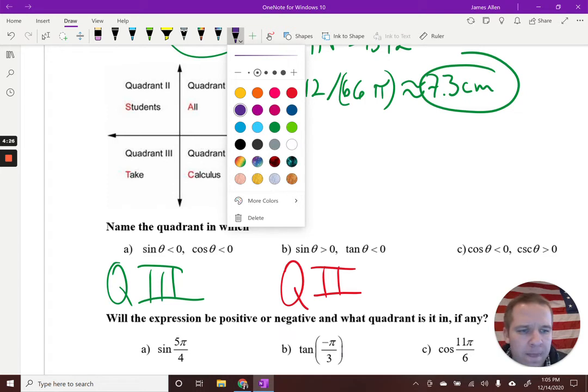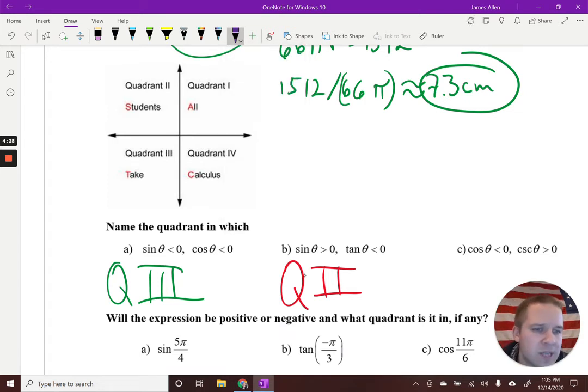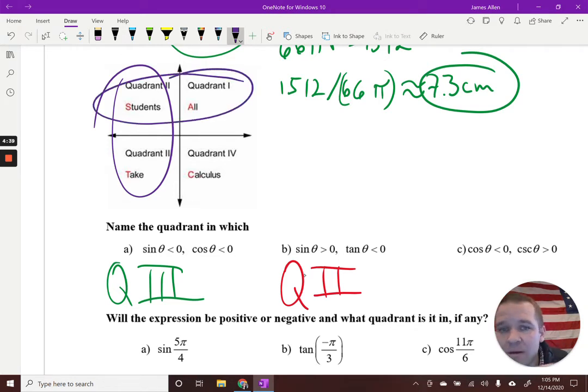And we'll do one last color change here. I'm going to go purple. All right. Where cosine is negative. Okay. So negative cosine would be here. And then cosecant, which is sine's reciprocal, is positive. So it follows the same as sine. So I end up with Q2. All right.